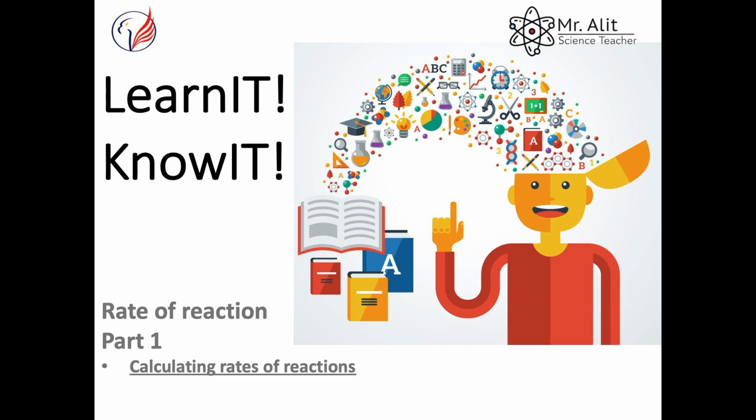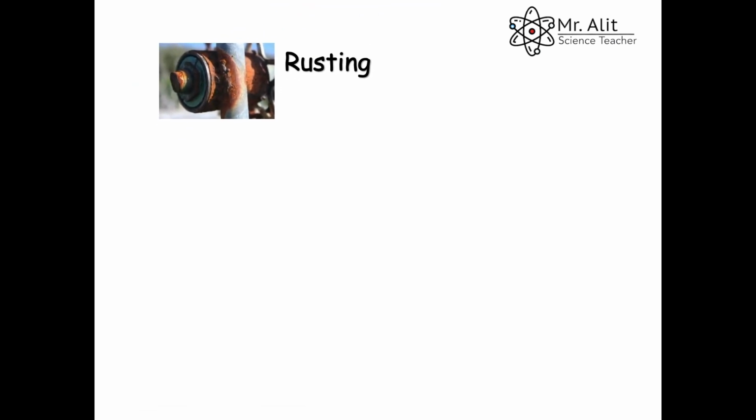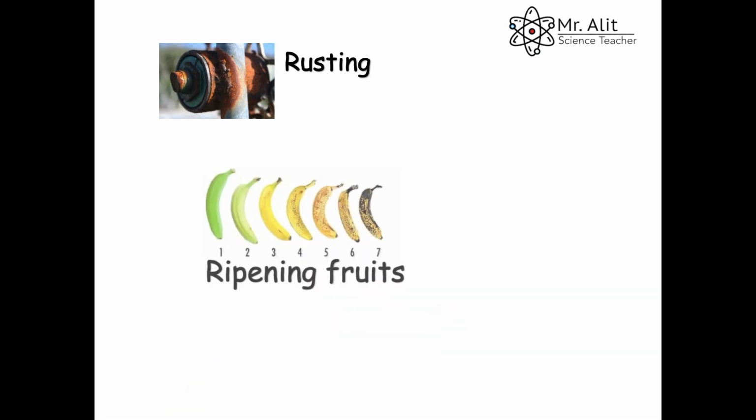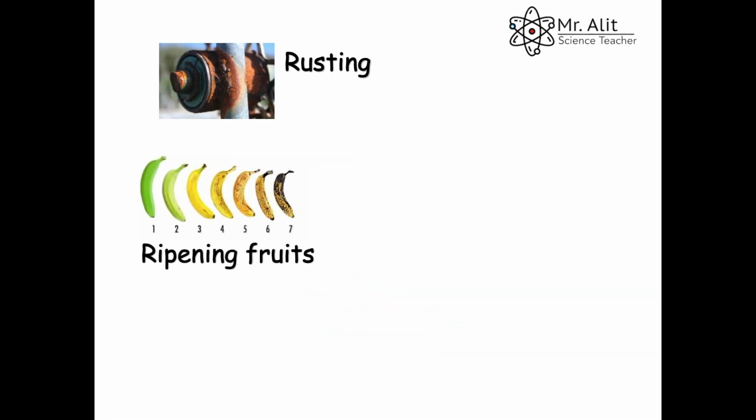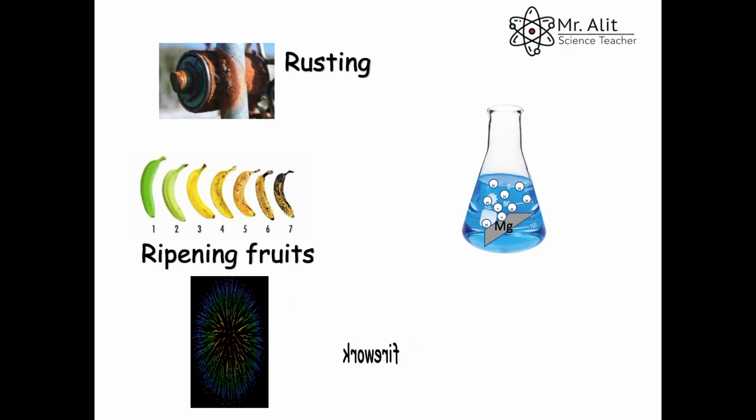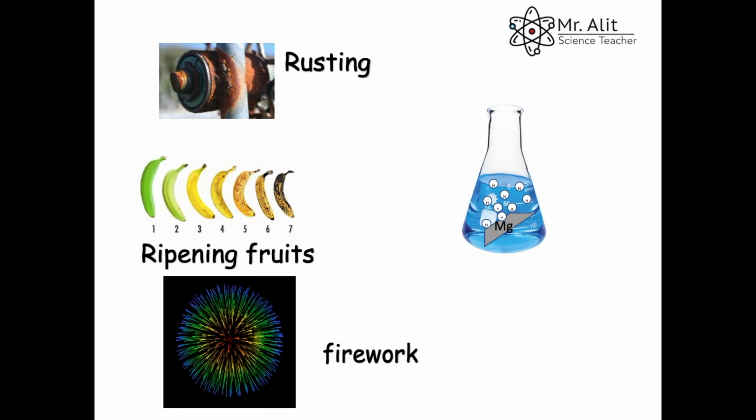Okay, let's jump right into the first part of this lesson, which is calculating the rates of reactions. First though, it's worth understanding just how much the rate of reaction can vary. For a slow reaction, think of the rusting of iron, which can take years or decades. For a typical rate, something like the ripening of fruits or the reaction between magnesium and hydrochloric acid, which produces a gentle stream of hydrogen bubbles. And at the other extreme, we have explosions like fireworks, which take place in just a fraction of a second.